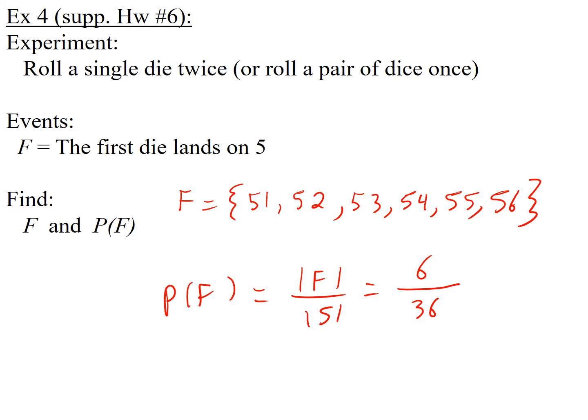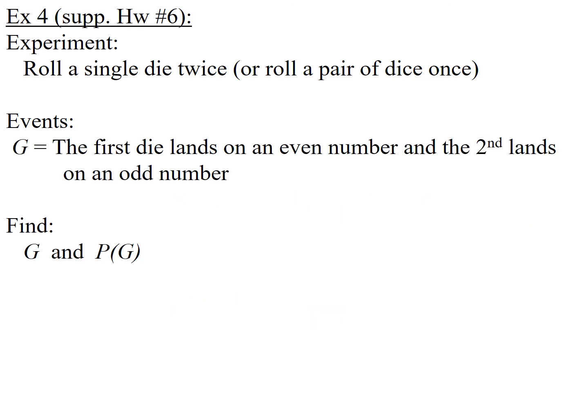Okay, let's try the next one. All right, it says the first die lands on an even number and the second die lands on an odd number. Okay, let's see if we can list all those. The first is even, the second is odd. Okay, so first is even, second is odd. There's one way. And since I realized 2 is even, I'm going to write all the ones that start with a 2 first. Try to get organized about it. You don't have to do it this way, but make sure no matter what you do, you come up with all of the outcomes. So let's see, 2, 1, 2, 3, 2, 5 are all the ones that start with a 2. Okay, and the first one's even, second one's odd.